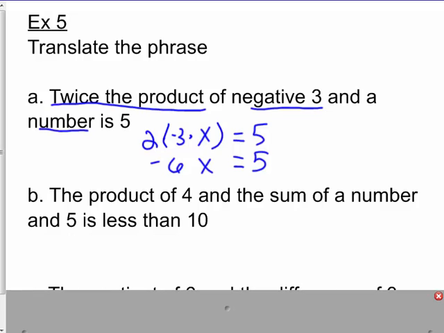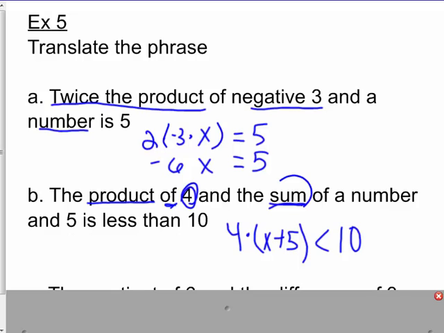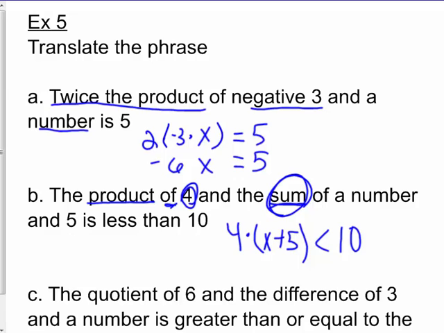In B, the product of 4 and the sum of a number and 5 is less than 10. Product means multiply. What 2 things am I multiplying? Now look at the prepositional phrase: of 4 and the sum of a number and 5. So of 4 and the sum. So 4 times the sum. The sum is what I get when I add. So what two things am I adding? A number and 5. Is less than, and then we get 10 there. So again, the 4 and the sum, that's what I'm multiplying. What is the sum? What I get when I add x and 5.